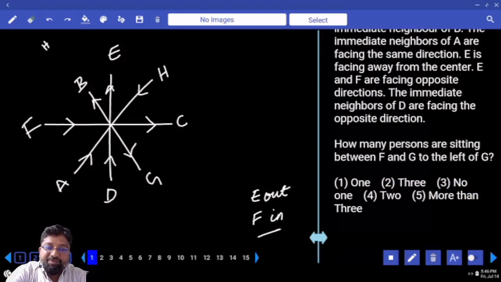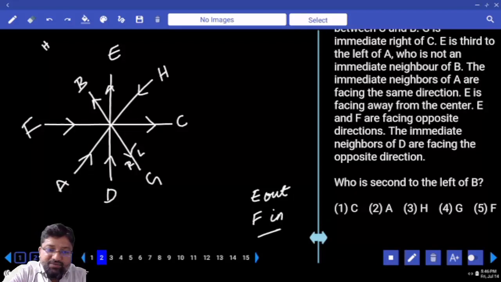Look at the question. How many persons are sitting between F and G to the left of G? Left of G, this is left. How many between F and G to the left of G? 4. Who is second to the left of B? B is facing away from center. Second to the left of B. Who is second to the left of B? H.